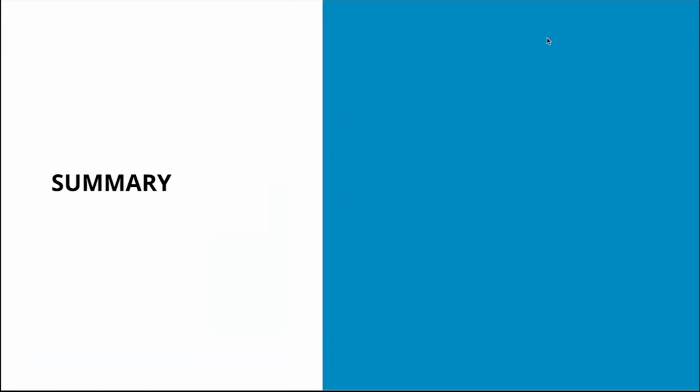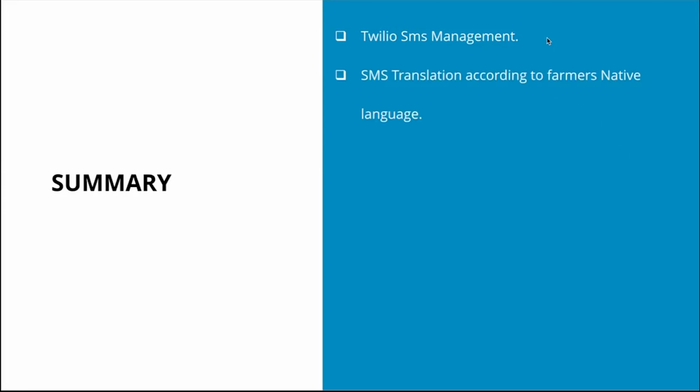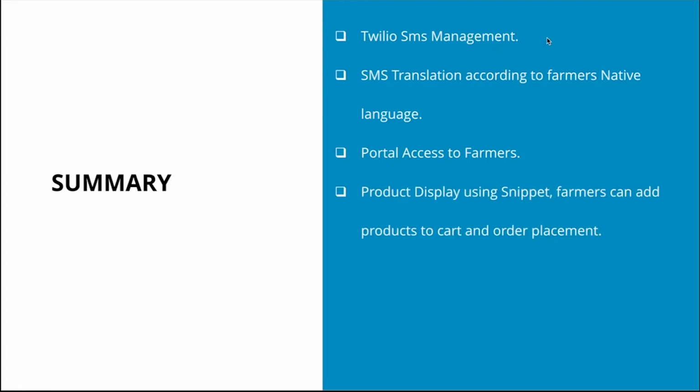Let's quickly summarize what we saw in this session before we move on. First, we discussed the Twilio SMS management, how I'm sending bulk SMS by connecting Twilio. Next, I translated the SMS into the farmers' native language and forwarded it to the farmers. And next we discussed how I gave the portal access to the farmers. Then we discussed the products that I displayed using snippets in the farmers portal, and from there the farmer can add them to the cart and place an order. So this is a very simple thing that is done with the help of the snippet concept.